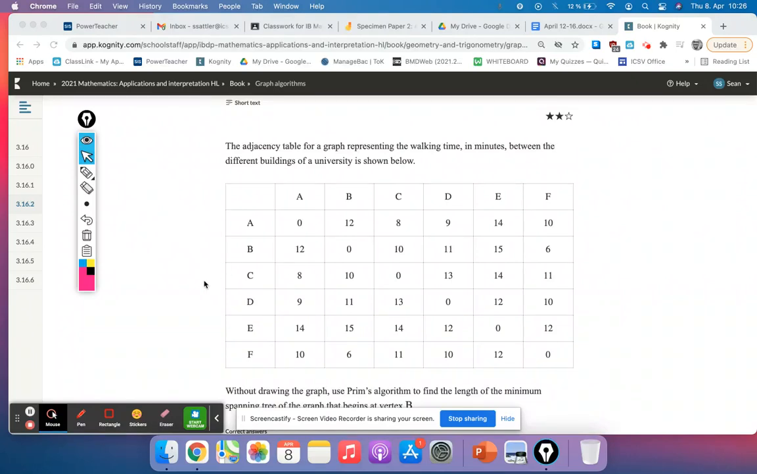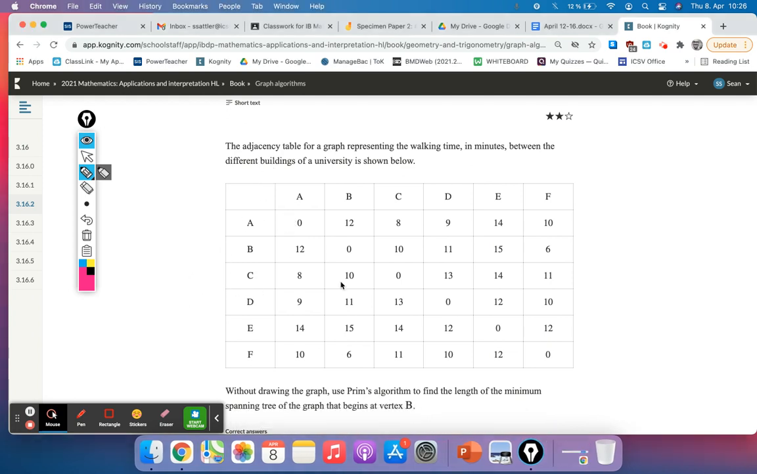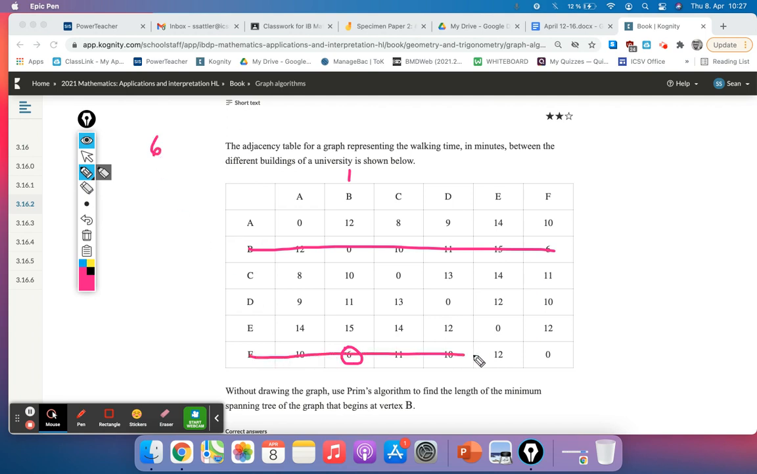Okay, so I think I figured this out using Prim's algorithm. It says to start at vertex B. So we cross out the row of B and we put the 1 above the B column. And now we circle the lowest number in that column. That's easy enough. Okay, so then we cross out that row F. We put a 2 above the F column.